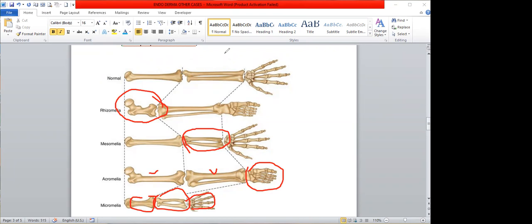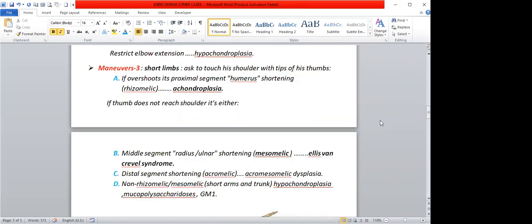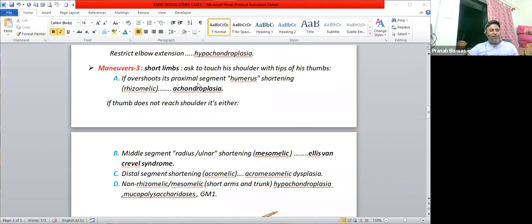Now, basically, we need to assess clinically whether this kind of shortening is there or not. Now I am opening my camera. In the first maneuver, maneuver 3, there are short limbs, basically the upper limb, that we need to check. Have a look at the camera: ask the child to make a movement like this, on both sides.